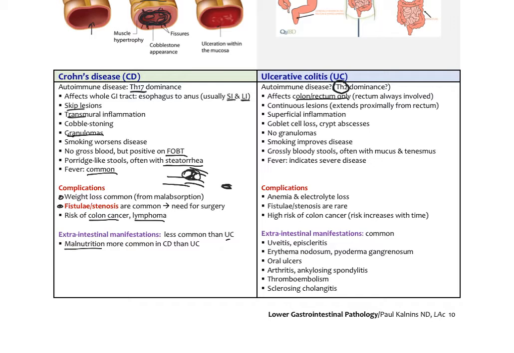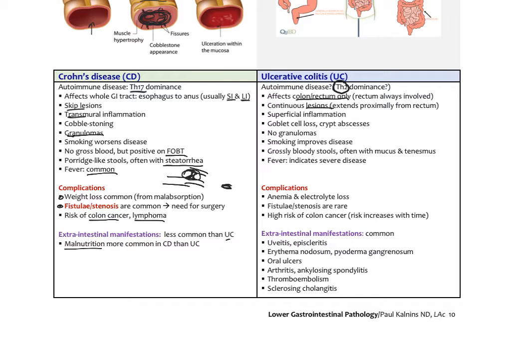And the lesions are continuous. So if it starts at the rectum, it extends to the sigmoid colon all the way up to the ascending colon. And as the lesions get higher and higher, the symptoms get worse and worse. So there's more and more diarrhea, more bleeding. And especially when it gets up to the splenic flexure and beyond, then we have very severe ulcerative colitis.